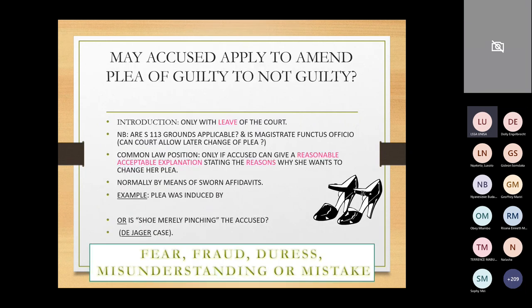And there is a stage as well where the client may try to apply to have the guilty plea amended to one of not guilty. The defense has to bring an application.